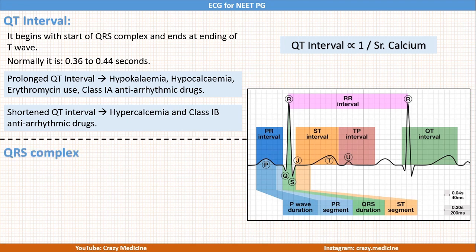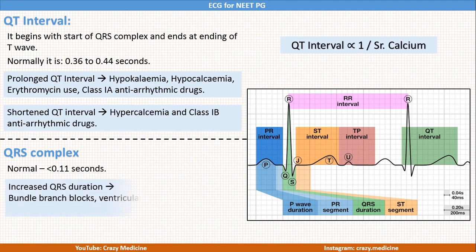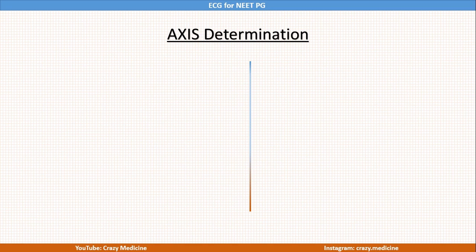Next is QRS complex. Normally it is less than 0.11 seconds. Increased QRS duration is seen in bundle branch blocks and certain ventricular arrhythmias, which we will discuss later in this video. Next important topic is to determine axis from ECG.